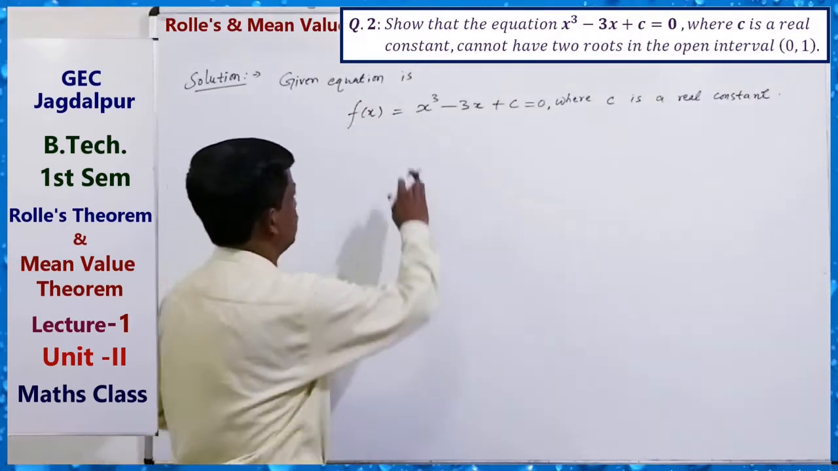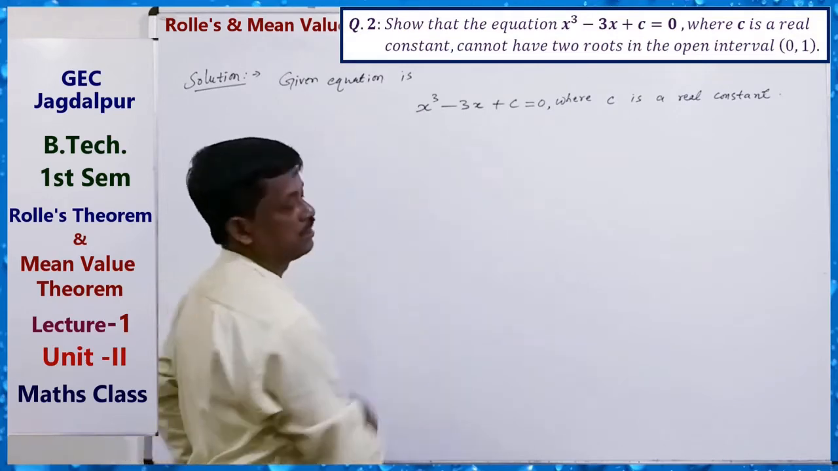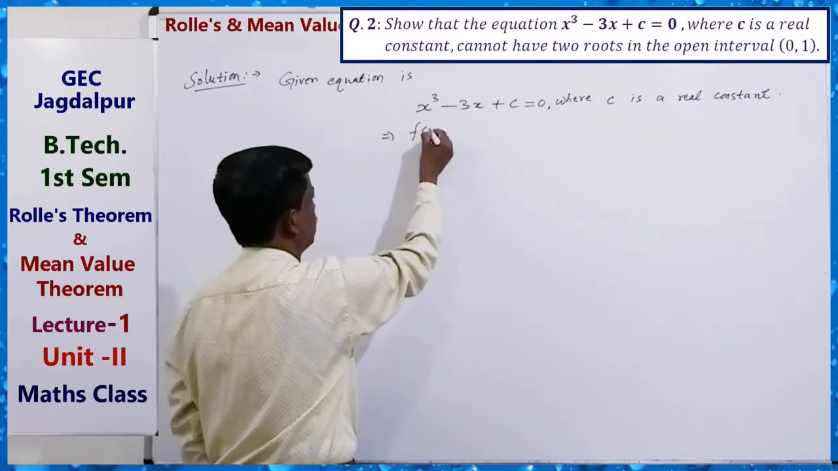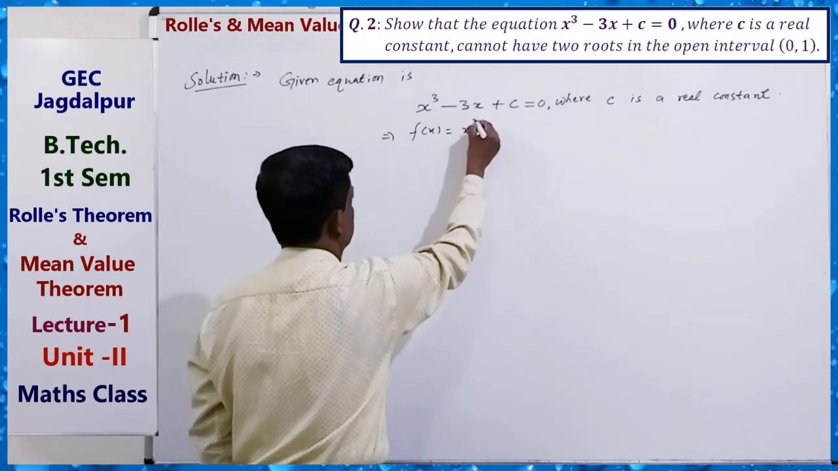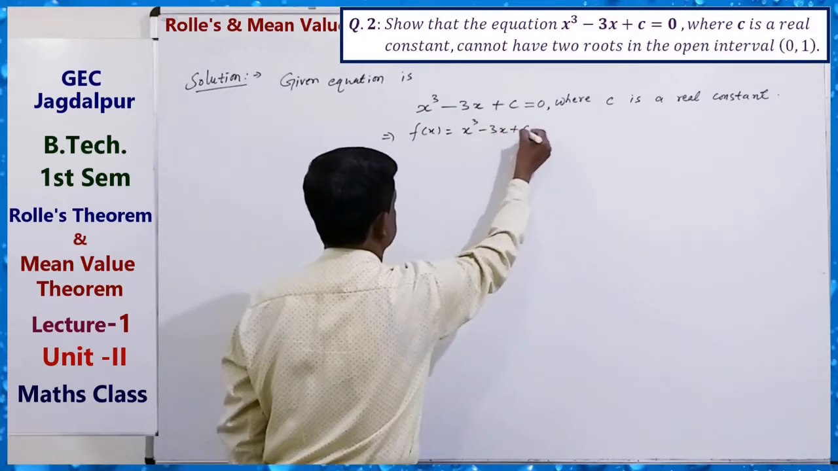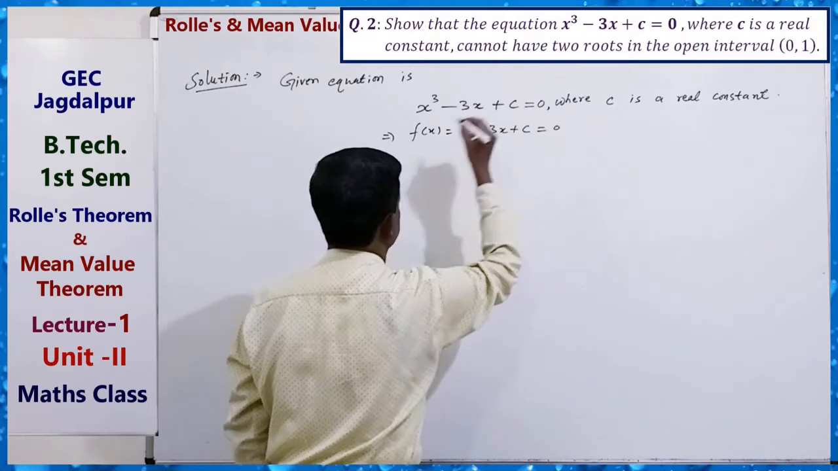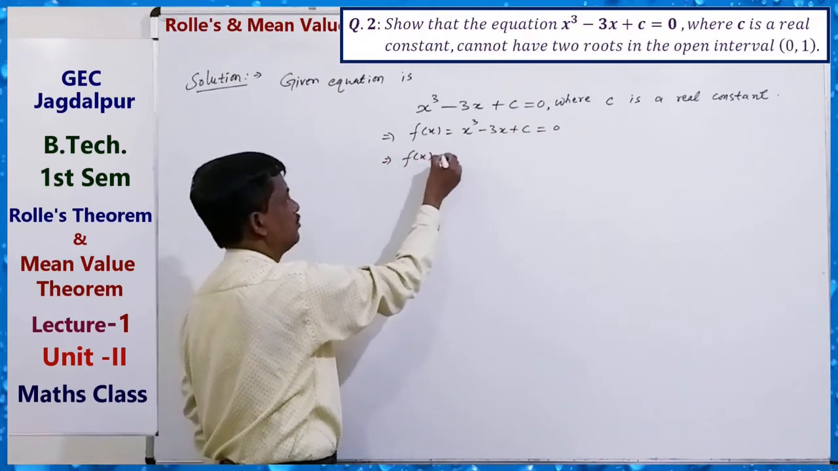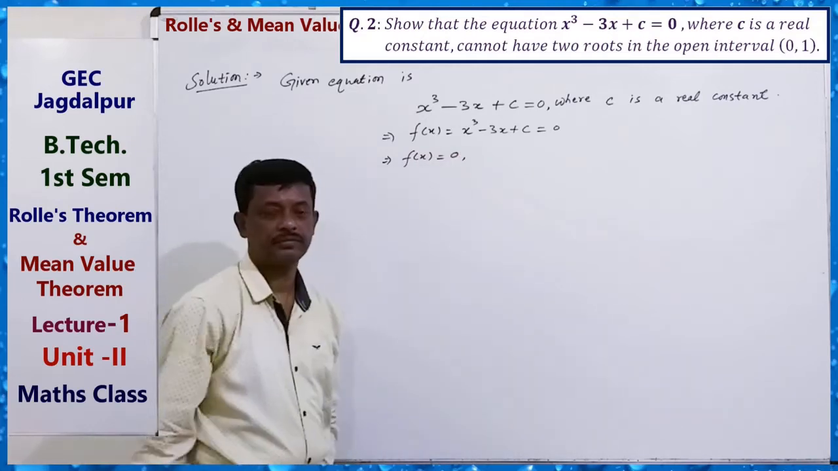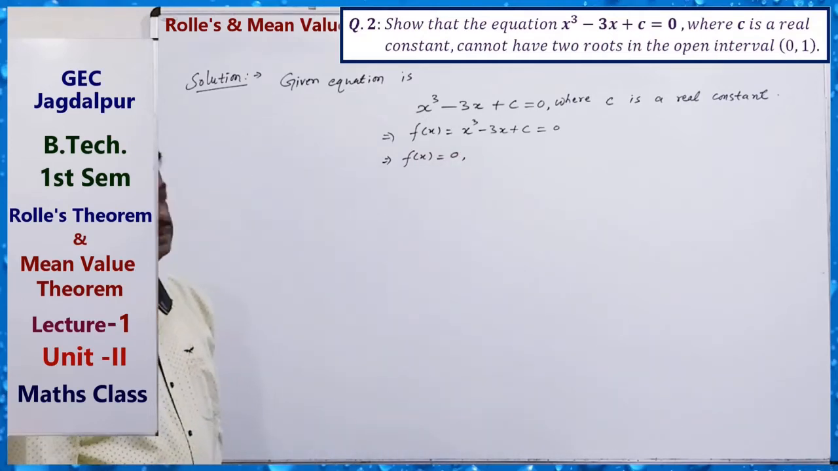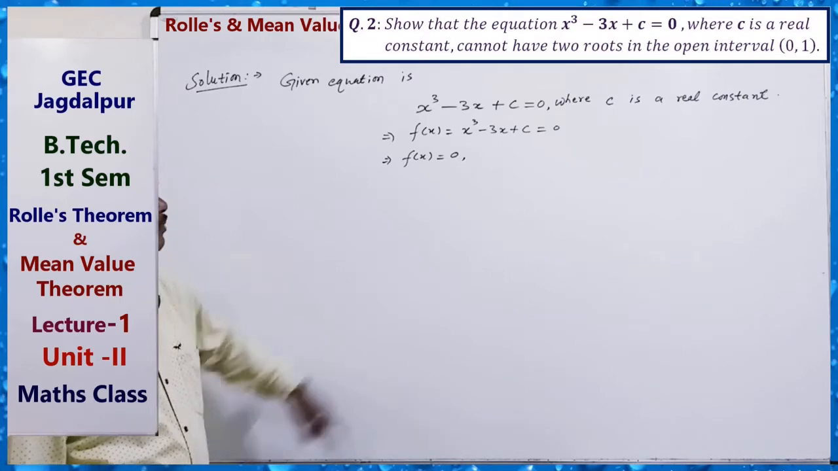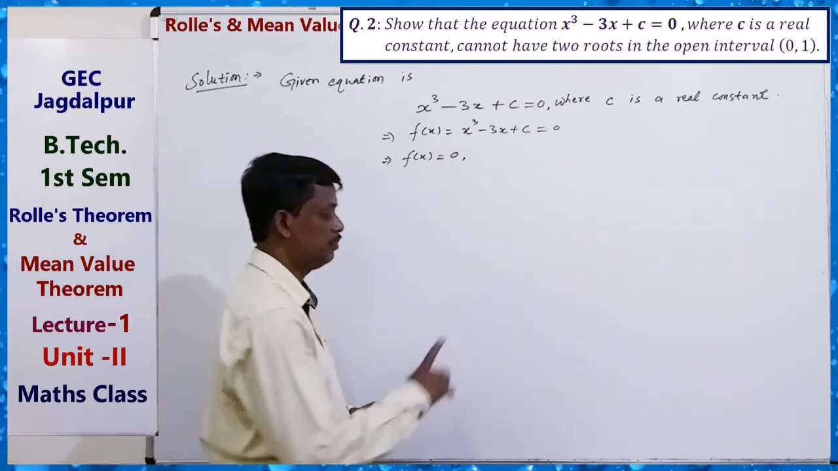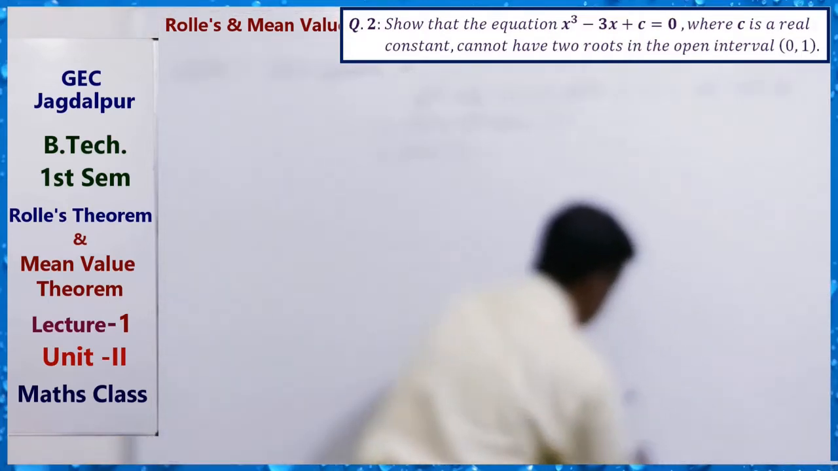This equation is given. Just we write like this: polynomial f(x) = x³ − 3x + c = 0. Just we can write f(x) = 0, where f(x) is a polynomial.